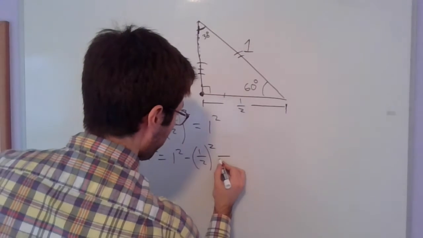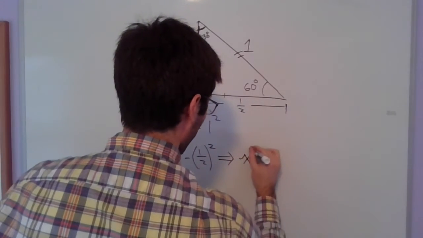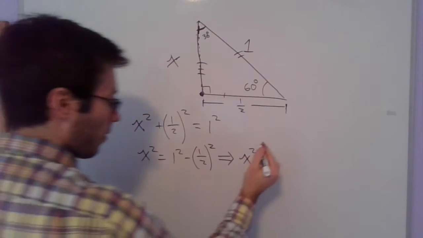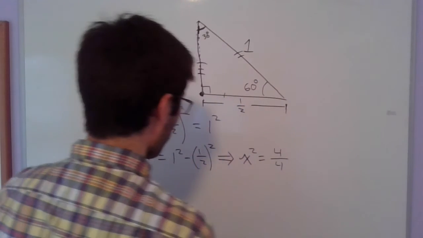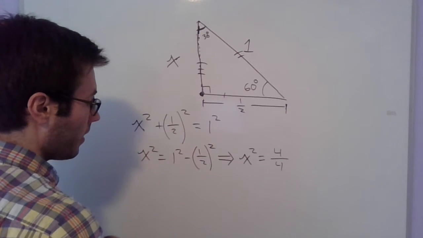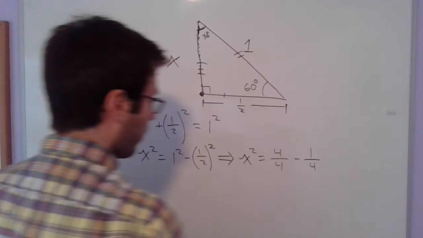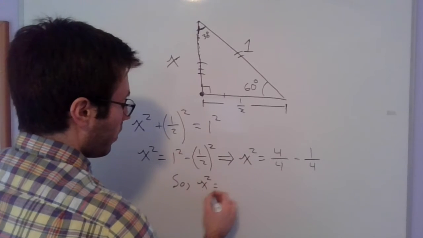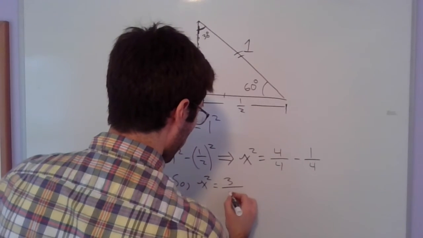This implies, it's not an equal sign, that implies that x squared is equal to, and then you have 1 squared, so that's going to be 4 over 4. The reason I'm doing this in one step is to find a common denominator. 1/2 times 1/2 is minus 1 over 4. So I get something looking like that. So x squared is equal to 4 minus 1 is 3 over 4.